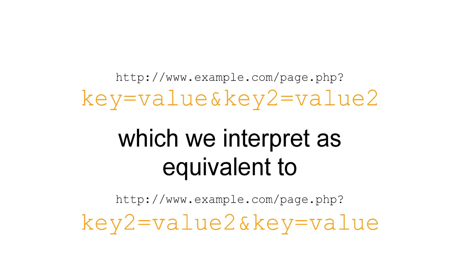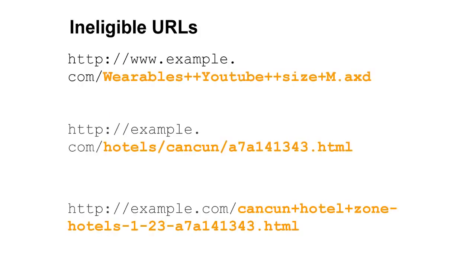And Google, when we see these parameters, will treat this URL as equivalent to this URL because the ordering of the parameters doesn't matter. URLs that are ineligible for this feature are those that don't use the key value configuration. So if a site uses a bunch of plus signs to separate their parameters, or they just use a directory structure, or they use their own type of encoding, none of these types of URLs can actually be used because this feature requires the name value pairs.